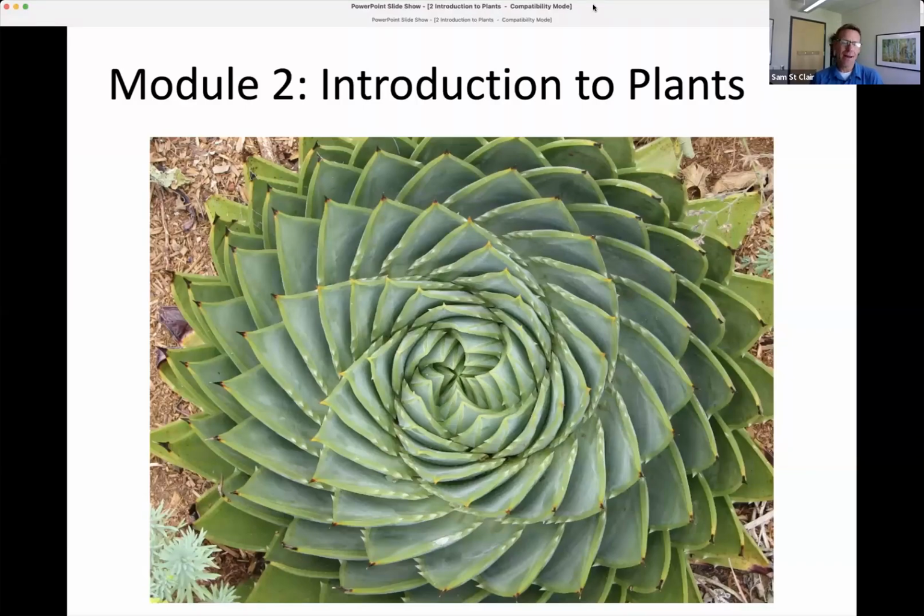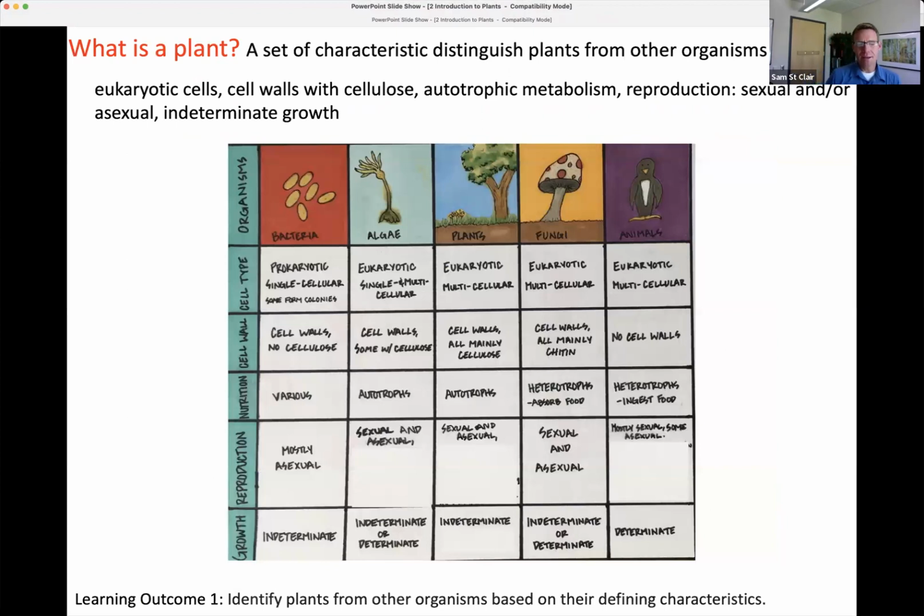Hi, students. Module 2 is an introduction to plants. Our goal here is to have a greater understanding of what plants are, what defines them, and how we distinguish them from other organisms. We also want to understand why plants are so fundamental to life on Earth and why they are so important to human societies. So what is a plant?